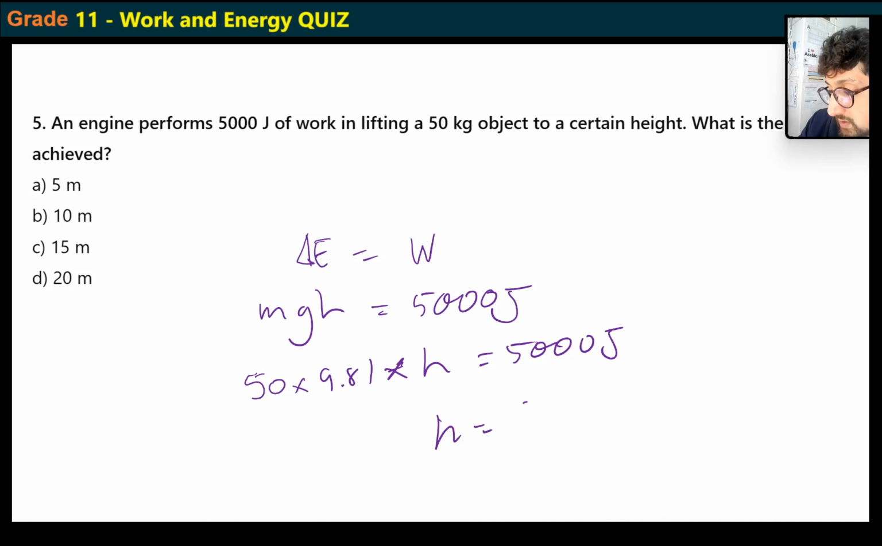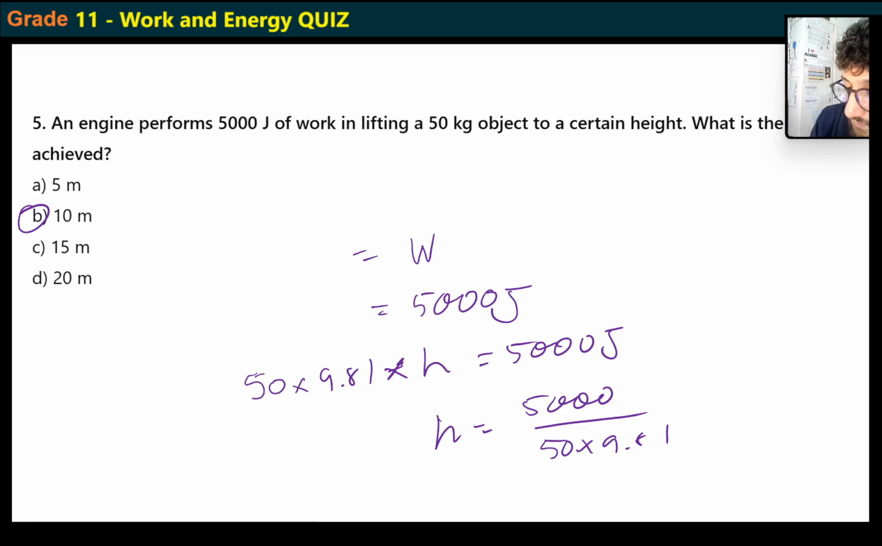So height is equal to 5,000 divided by 50 times 9.81. So it's going to be 5,000 divided by 500, which is 10, or close to 10. That's one way. The other way you can do it is by saying work is equal to force times displacement. And in this case, the displacement is the height.